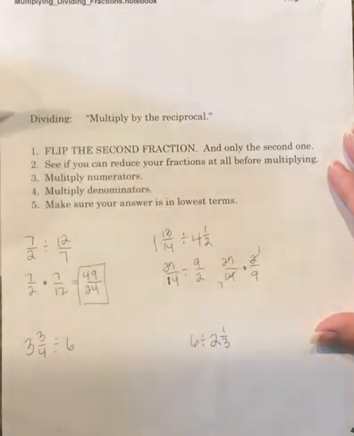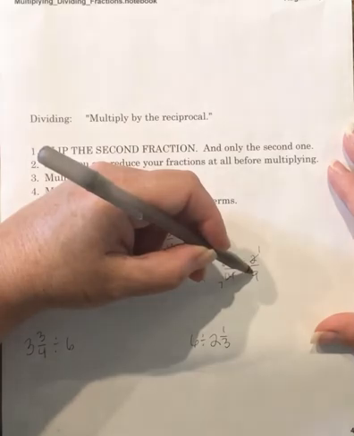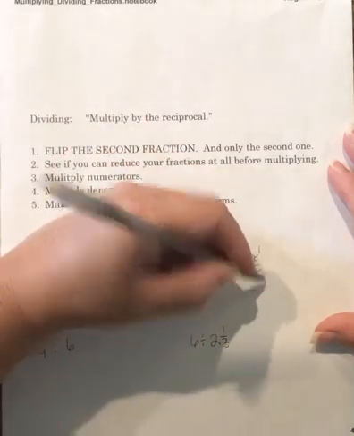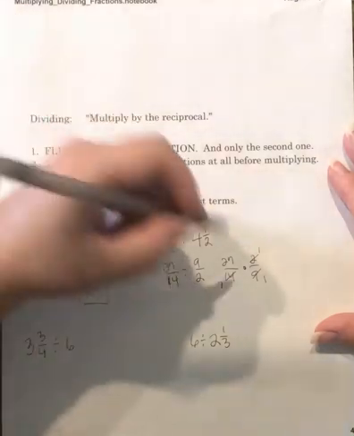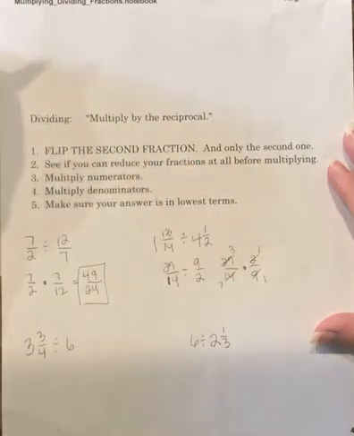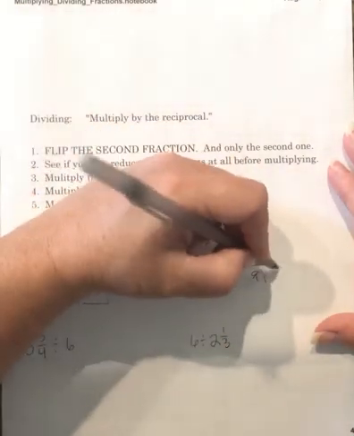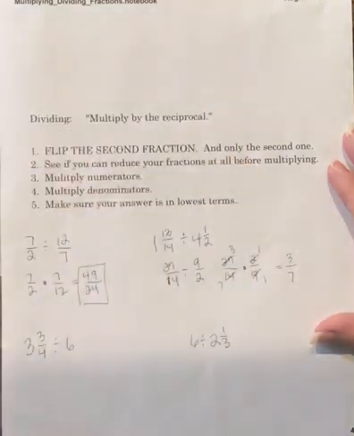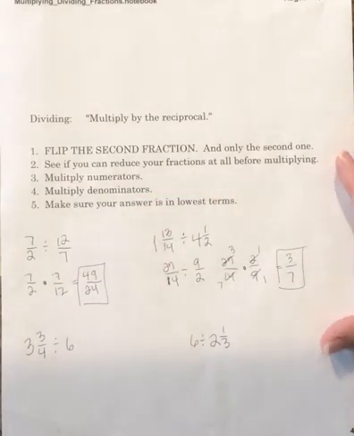27 and 9 also have a common factor of 9. So if my common factor is 9, 9 divided by 9 is 1. 27 divided by 9 is 3. Now I can multiply. 3 times 1 is 3. 7 times 1 is 7. And that is in lowest terms because I already did all of my cross-canceling.